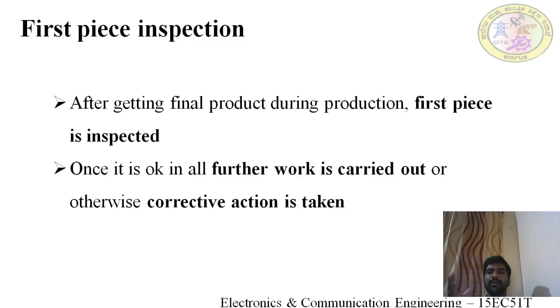Like a newspaper: before printing lakhs of copies, they will first take the first piece copy and verify everything, grammar mistakes, spelling mistakes and alignment. When everything is okay, then they do the lakhs of prints. This is called first piece inspection. If the first piece is correct, then the next consecutive pieces coming out of this production process are also correct. Once it is okay, further work is carried out, otherwise corrective action is to be taken.